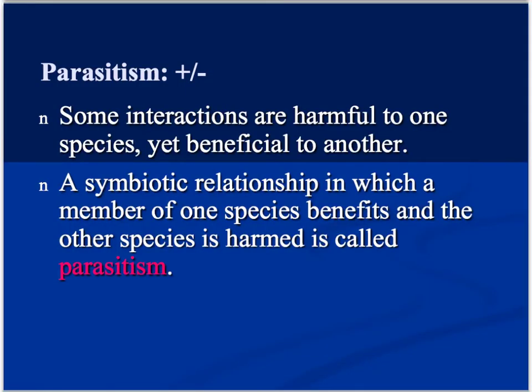The last type of symbiotic relationship is called parasitism. So if you've ever heard of a parasite, you think of that as a bad thing. And so in a parasitic relationship, we have this good for one thing, bad for something else relationship. Some interactions are harmful to one species and then benefit another, and that's the definition of parasitism, if it hurts one thing but helps another.